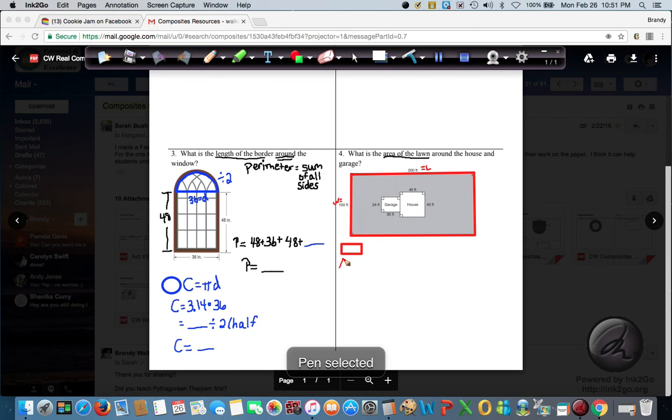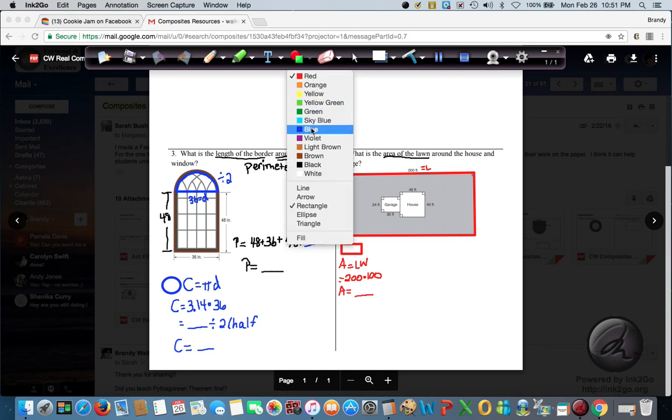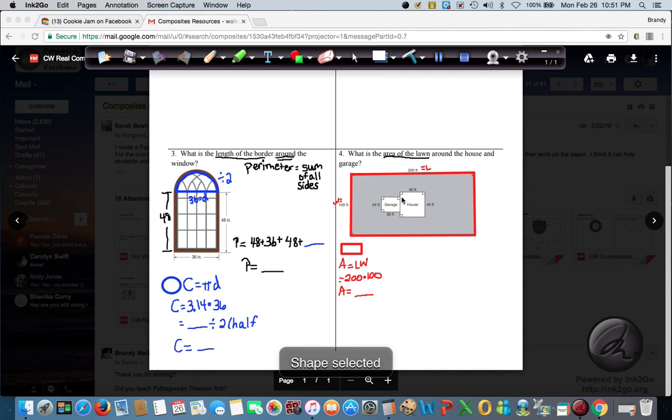So we have area equals length times width. And that's going to be 200 times 100. It's a pretty big lawn, huh? All right, now if you look, we have 2 smaller houses, or 2 smaller rectangles in the middle. We have our garage, so let's do that one first.